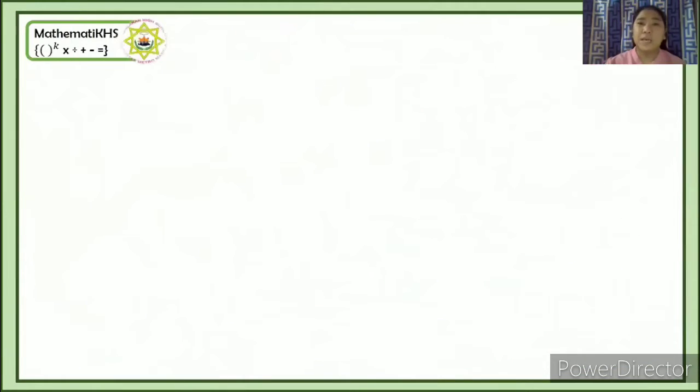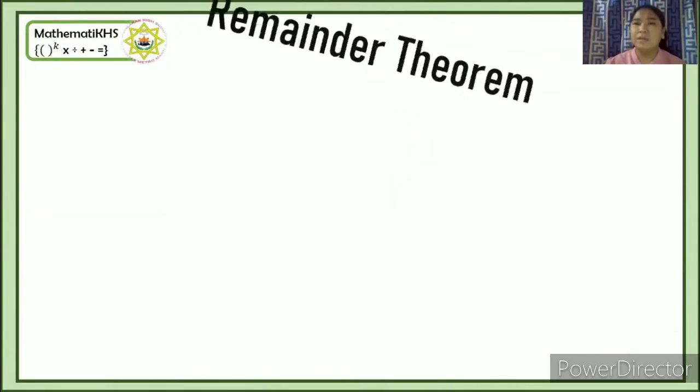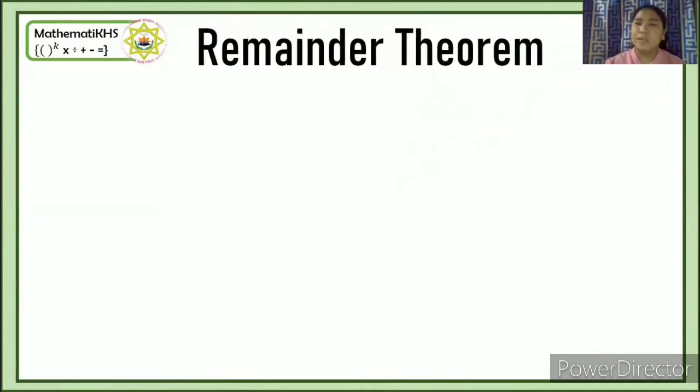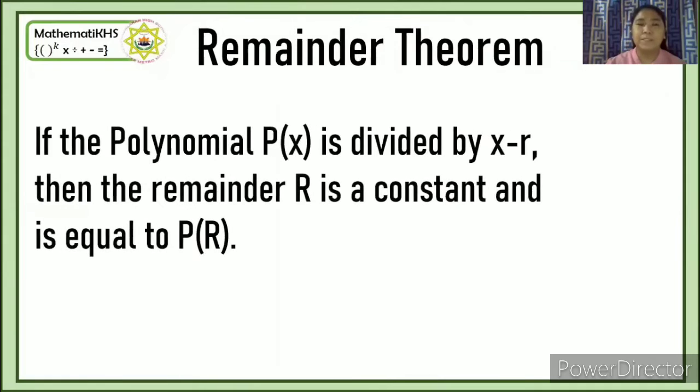We're going to discuss the remainder theorem. What is the remainder theorem? If the polynomial p of x is divided by x minus r, then the remainder r is a constant and is equal to p of r. To denote that, we have r is equal to p of r.